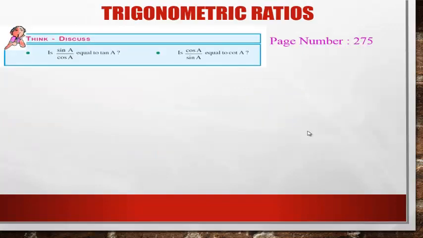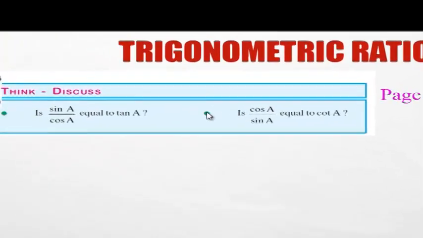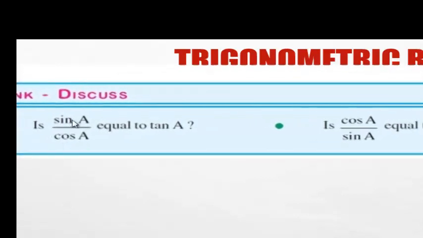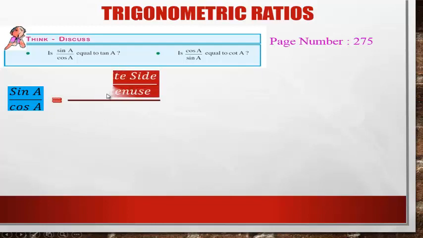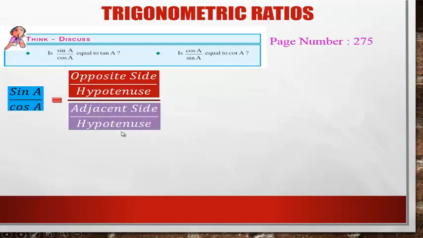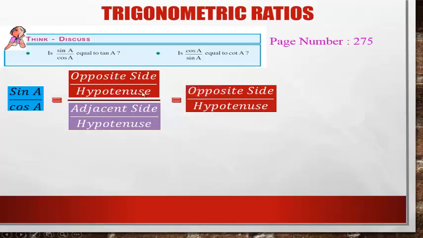Let us see the think and discuss problem on page number 275. First one: is sin A by cos A equal to tan A? Let us see this problem. Sin A means opposite side by hypotenuse, and cos A means adjacent side by hypotenuse. Here the second fraction is dividing the first fraction. If you multiply the first fraction, opposite side by hypotenuse, by the reverse of the second fraction, we get hypotenuse by adjacent side.